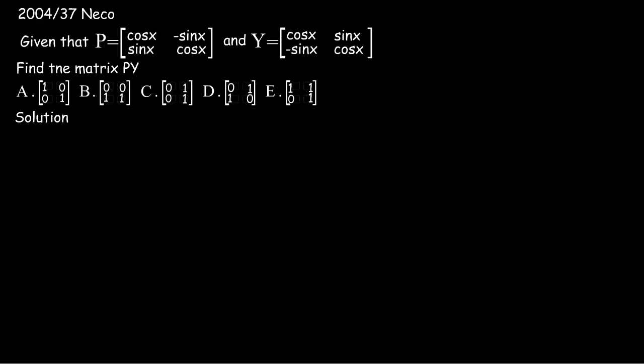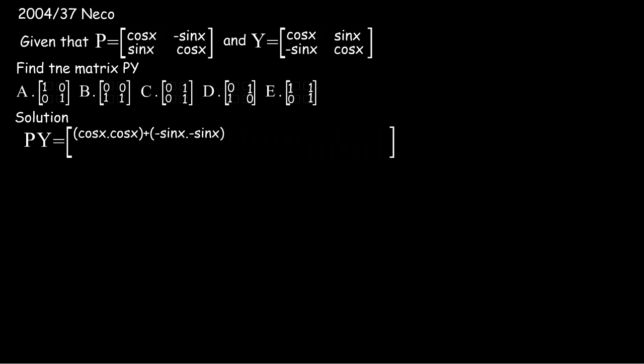We have another example from NECO that states that given that P is equal to matrix cos S, minus sin S, sin S, and cos S, and Y is equal to matrix cos S, sin S, minus sin S, cos S, find the matrix PY. So multiplying Y by P, as usual, we are multiplying our rows by our column, so it will be cos S times cos S in bracket, plus minus sin S times minus sin S for our first element.